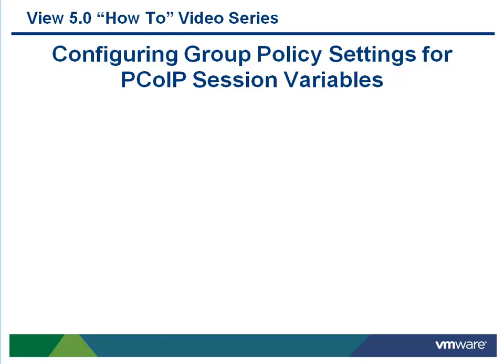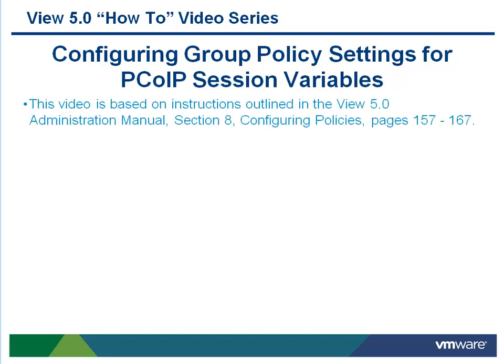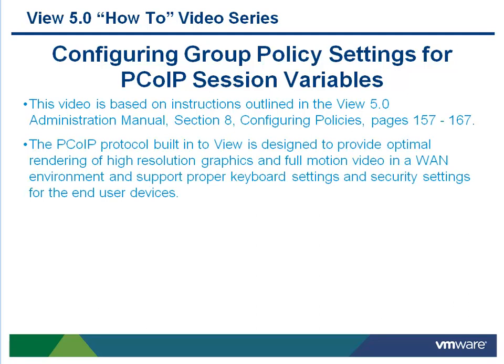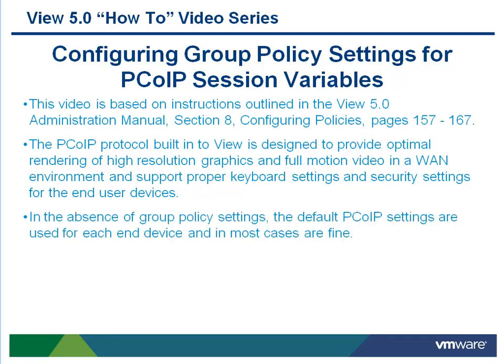Welcome to this tutorial on configuring group policy settings for PC over IP session variables. This video is based on instructions outlined in the View 5.0 Administration Manual, Section 8, Configuring Policies, pages 157 to 167. The PC over IP protocol built into View is designed to provide optimal rendering of high-resolution graphics and full-motion video in a WAN environment and support proper keyboard settings and security settings for the end-user devices.